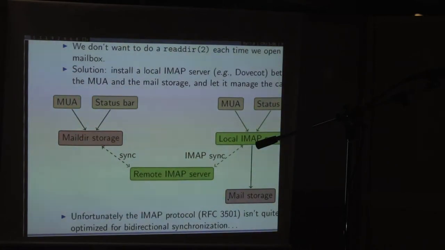A problem is that the IMAP protocol as designed in RFC 3501 is not quite optimized for bidirectional synchronization. The usual way you do synchronization between two IMAP servers is that you require each IMAP server to download the full list of mail unique identifiers and all the flags for those, then you compare the local list and the remote list, and then you sync the changes. And of course, that doesn't solve the issue with network traffic.